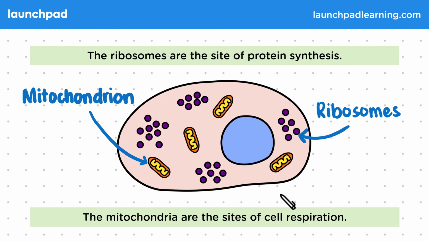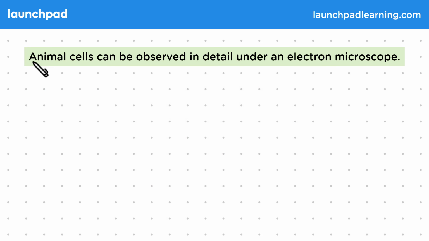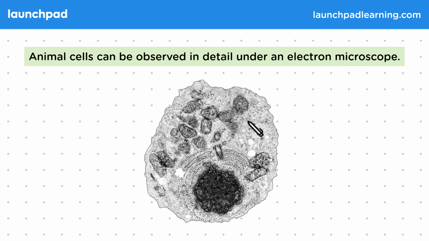So this diagram gives us quite a simplified view of an animal cell. How can we observe the details of animal cell structure? Animal cells can be observed in detail under an electron microscope. This is an image of a cell under an electron microscope.